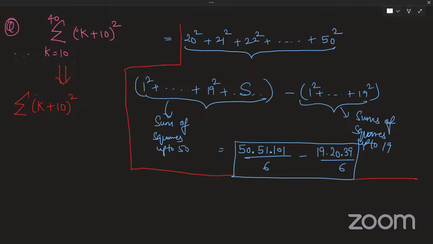No, that is not the mistake. What they do is they open the square. They write it like k square plus 100 plus 20k. And then they try to split it: sigma k square plus sigma 100 plus 20 times sigma k. Then they try to find these three values individually and then add up. So it goes really long.